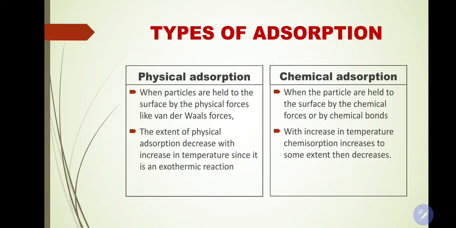Now let us see more about adsorption. Types of adsorption. Adsorption is basically categorized into two types. One is known as physical adsorption and the second one is known as chemical adsorption. What do you understand by physical adsorption? Physical adsorption is that adsorption where the particles are held on the surface by physical or weak forces such as van der Waals forces.